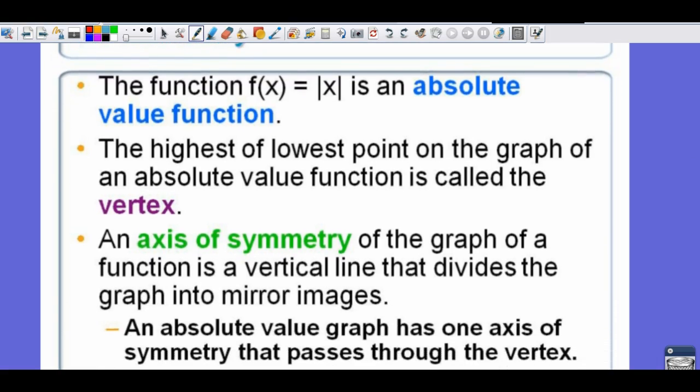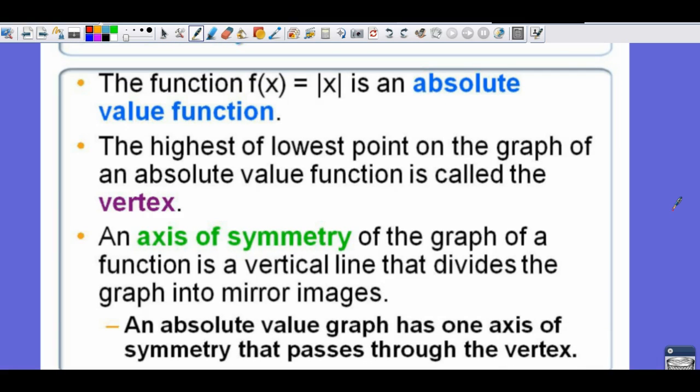So previously we've talked about absolute values, we talked about solving absolute values. Today we're going to talk about graphing absolute values. All absolute value functions graph as a V. The highest or lowest point is known as the vertex.